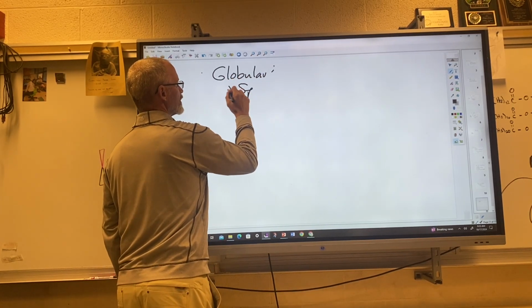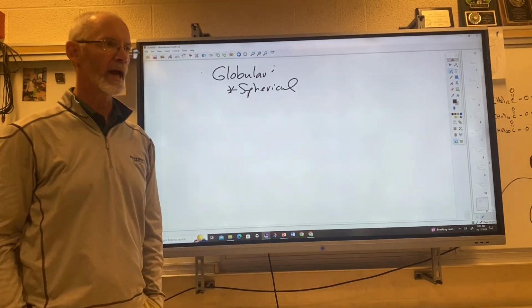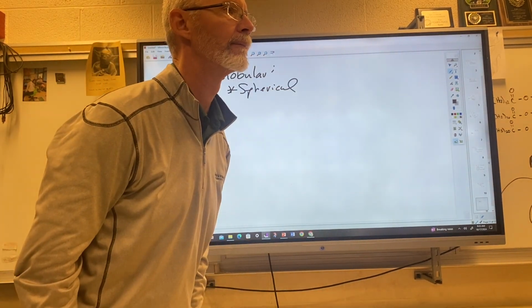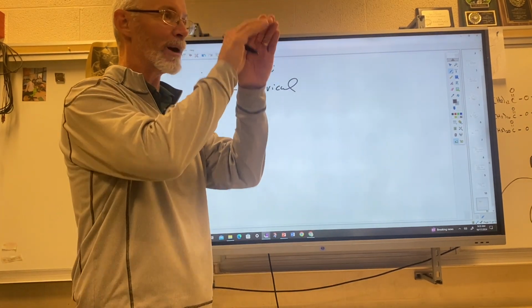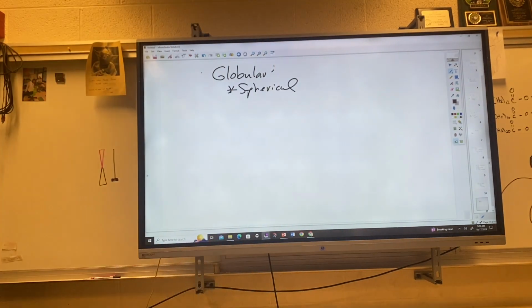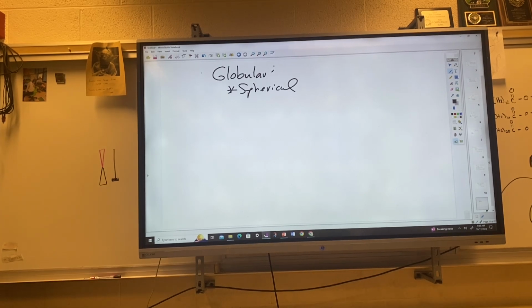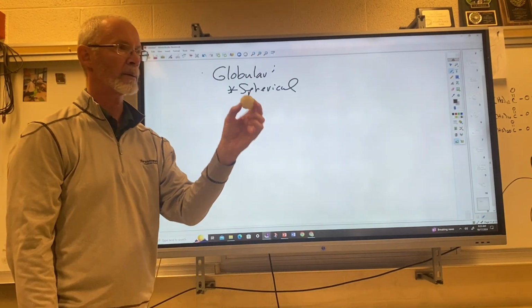These proteins are spherical. Hey, what's a sphere? It's a three-dimensional circle, like a ball. Everybody picturing it in your head? Okay, hold on. I think I have a ball. Where's that? No, I don't have it. Well, I can use this little baby one. Okay, that's a sphere right there. Oh, there you go. It's a ping pong ball.